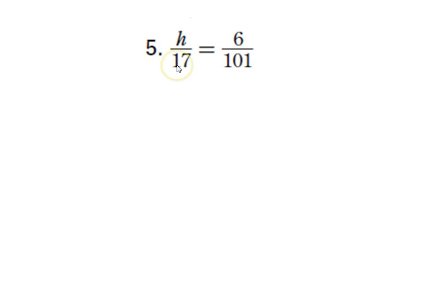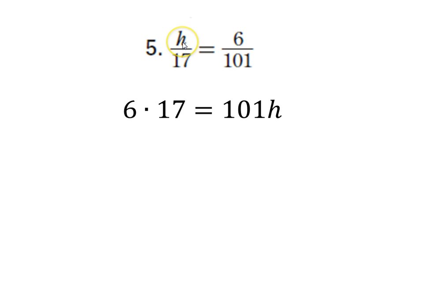So the denominator multiplied by the numerator of the other fraction, and the denominator of that other fraction times the numerator of the first fraction. And we get something like this. I've just used cross multiplication. I've done 17 times 6 and 101 times h. And cross multiplying, or the means extremes property, says that if you do that, those two products are equal to each other. So 17 times 6 is equal to 101 times h.